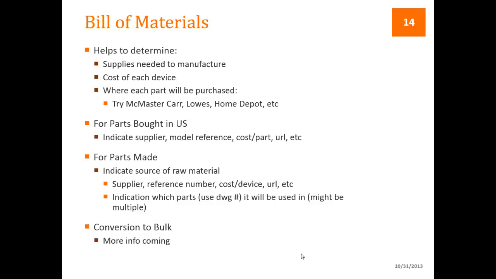Right now, leave the conversion to bulk alone, and I'll be looking up some numbers that will help us convert to bulk. So the idea is, if we were only to make a prototype, it's going to be more expensive than if we're going to make several thousand of these or several million of these. So depending on what your plan is, how many you're going to be making, we may be able to reduce our costs by buying our material in bulk.